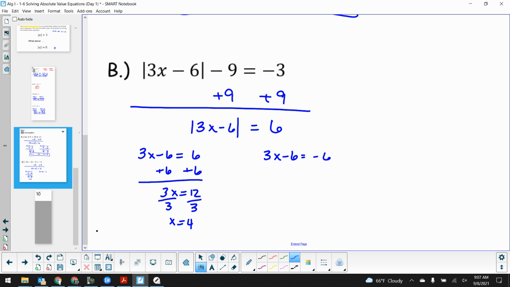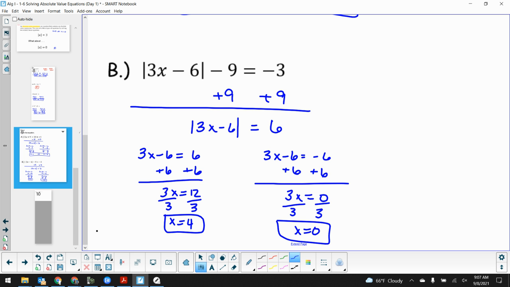We add the 6. Be careful here. You might be tempted to say something like no solutions. That's not true. It's just 0. So those are my two solutions, 0 and 4. Don't believe me? Plug it in. See if it works. Spoiler alert, it works. Questions about that?